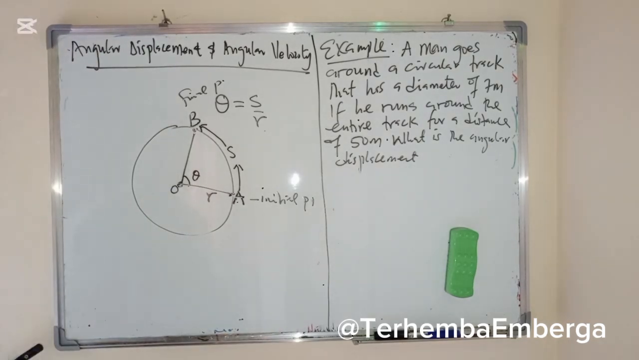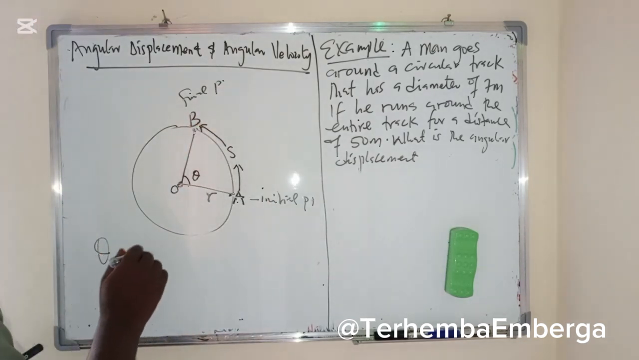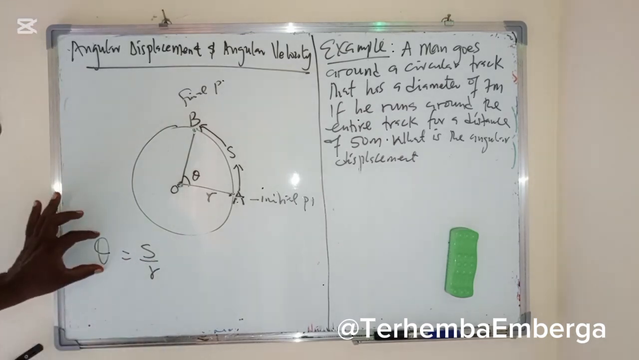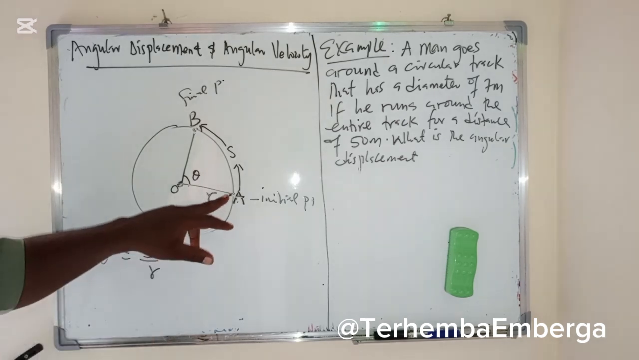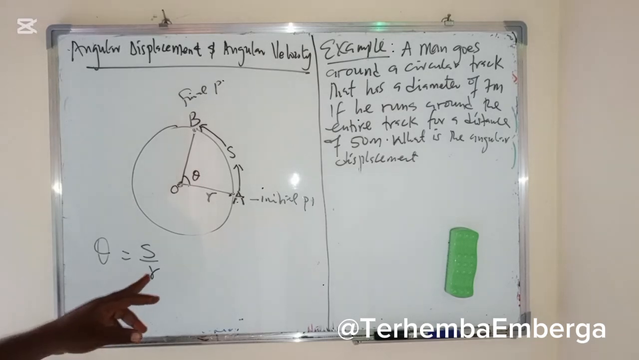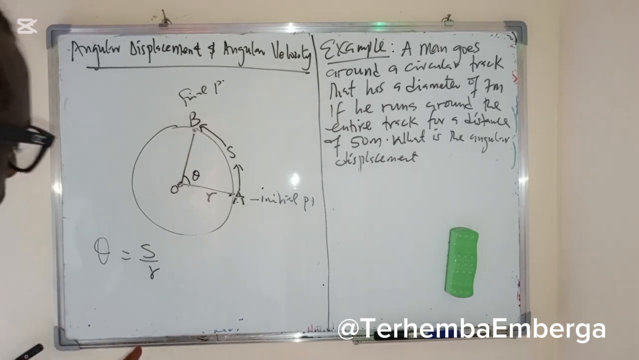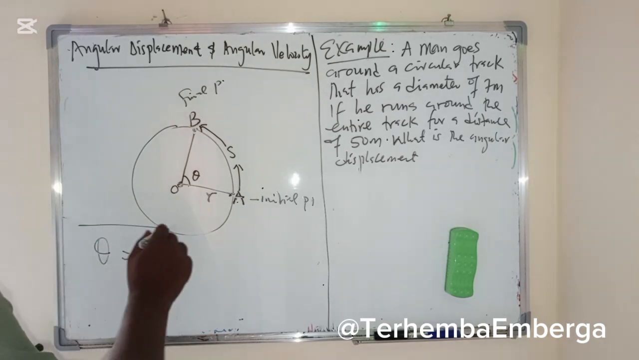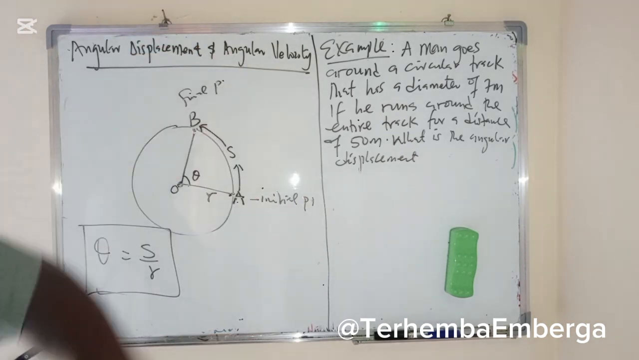We now define this angular displacement as theta equal to S all over R, where theta is what we call the angular displacement, S is the distance covered on the circular path, and R is the radius. So, if one is asked to calculate the angular displacement, this is what you'll be looking out for. Then next we'll look at angular velocity.